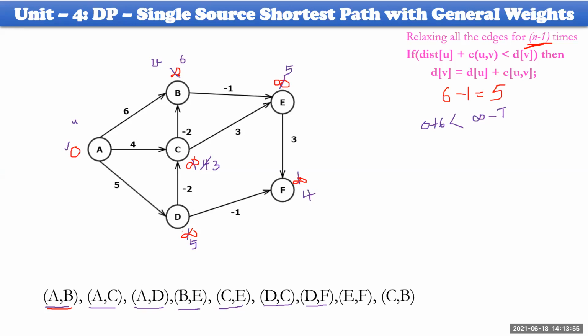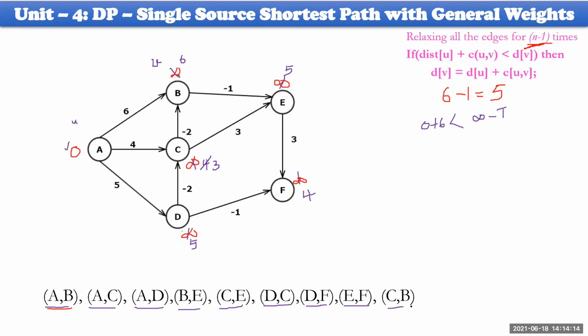Then the edge E to F. The distance of E is 5, and the cost of E to F is 3. 5 plus 3 is 8. 8 is less than 4, which is false. Therefore, no updation.